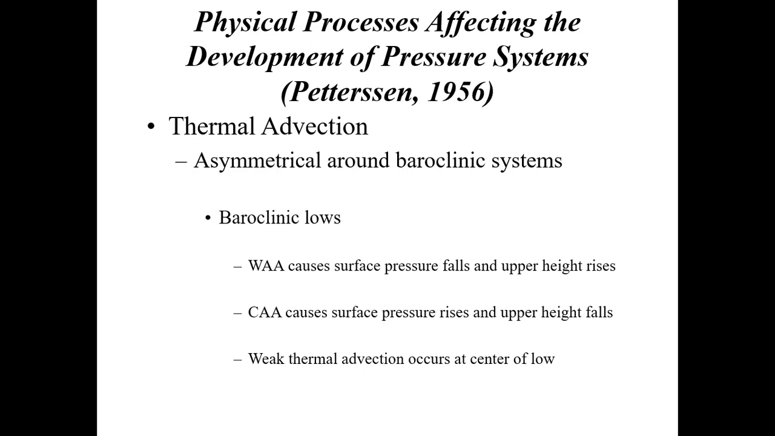Now, physical processes affecting the development of pressure systems. Petterssen, in 1956, came up with these ideas. This was a huge breakthrough in the field of meteorology, especially synoptic scale meteorology. He found and determined that there's something known as thermal advection, and that is temperature advection. A fancy way to say temperature in meteorology is to say thermal. And this is an asymmetrical occurrence. This advection occurs asymmetrically around baroclinic systems.